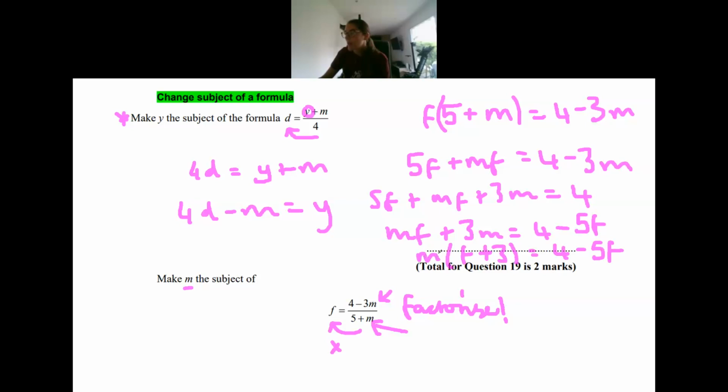Now I can divide by that bracket, because that means multiply, so I divide by that bracket to get m equals 4 minus 5f over f plus 3. Like I say, that will be a 4 marker and we don't normally see that on the foundation content, so I don't think it's going to be a rearranging that difficult. I think it's more going to be like this, but you never know.